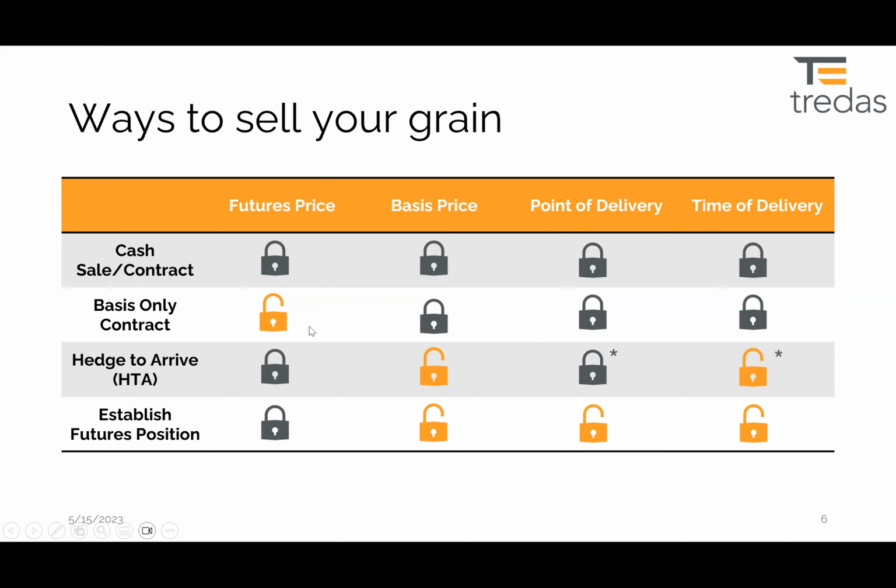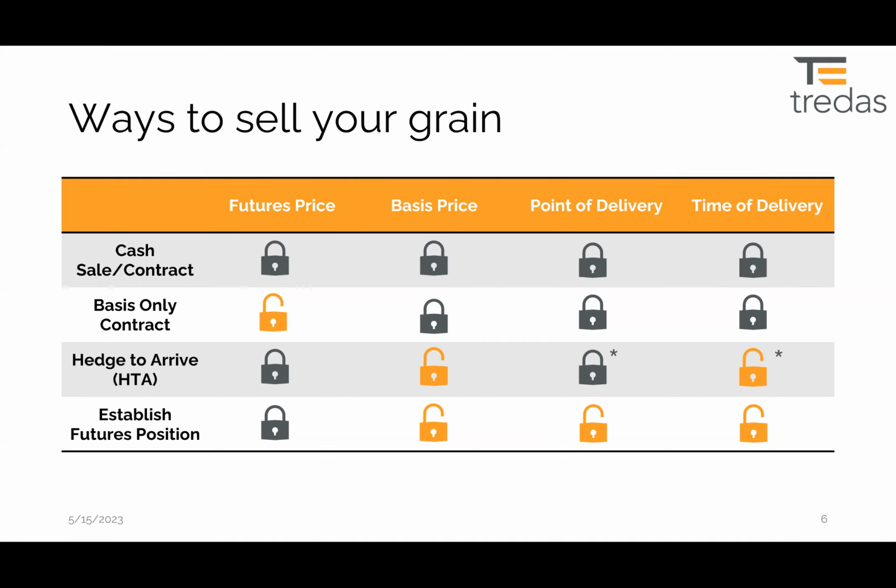So that leaves the futures level unlocked, but it locks in the other three things. So we're locking in the basis level and where we want to deliver and the time we want to deliver it. The only reason you would use a basis only contract is if you like the basis level, you think it's going to get weaker, but you don't like the futures level yet. That would be one reason you'd want to do a basis only contract.